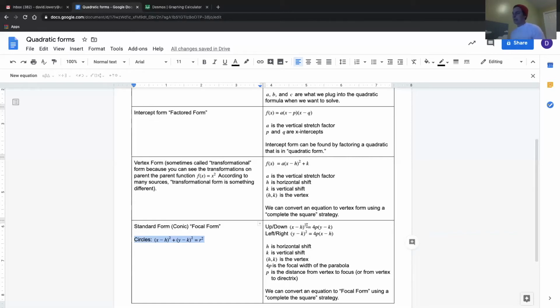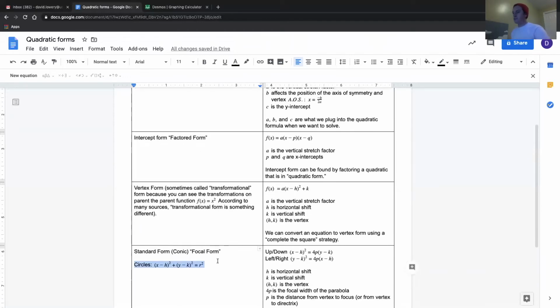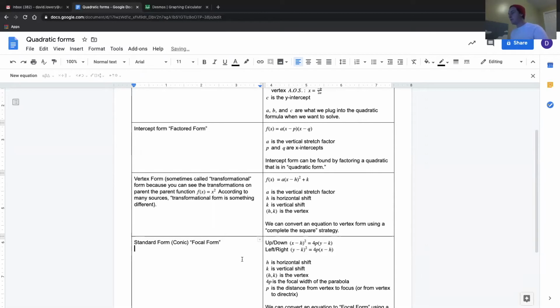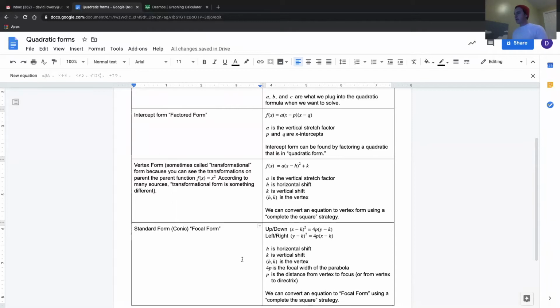That kind of makes sense. And this would be the standard form for a parabola if we're talking about the conic family. But since there's already a standard form for polynomial functions, again, we get into the problem where we're using this word standard too much, and that can be confusing. So we've been calling this focal form because you can actually see the focal width. So let's talk about that really quick.